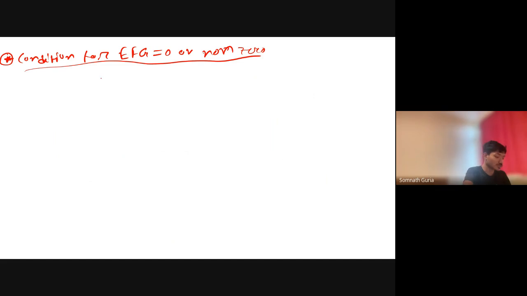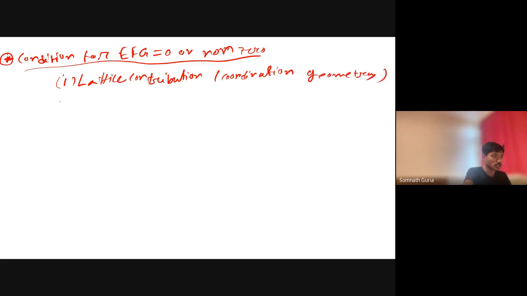For that we have two parameters. One is the lattice contribution, that means my coordination geometry. Another is my valence contribution, that is my electronic distribution.